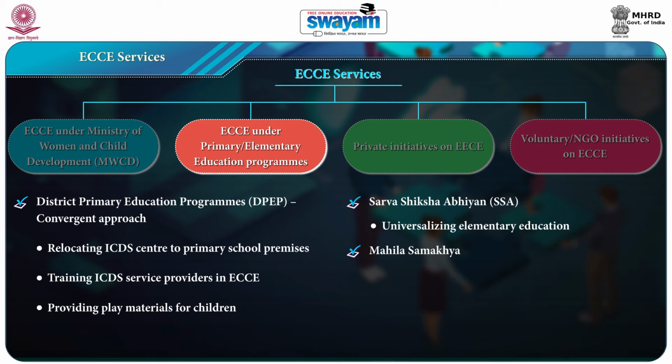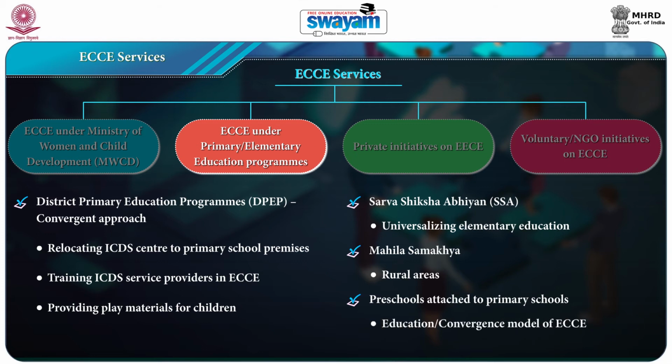launched in 1988 in pursuance of the goals of the new education policy, with maximum focus on the rural areas. The fourth is preschools attached to primary schools. The Government of India also took measures to attach preschools to the existing primary schools as a convergent model of ECCE.